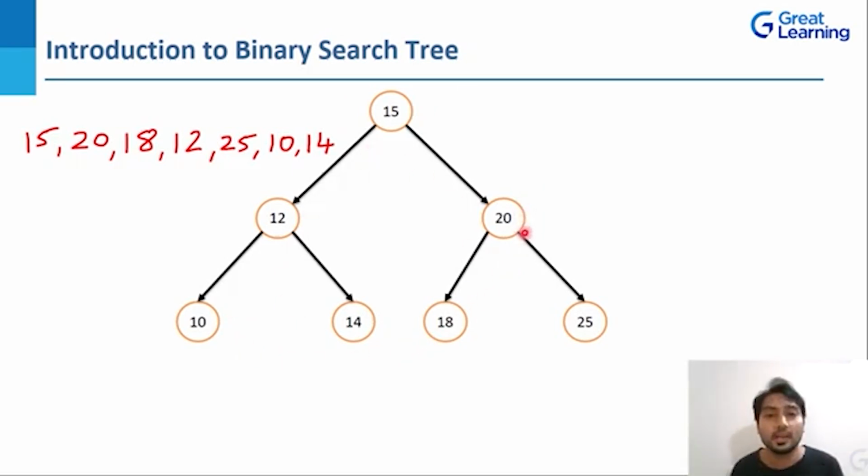Now, what is so special about this binary search tree? Like I said, here the frequent operation which we are performing is a search operation. So now consider if I want to search for the value 18. Now, what I can do is simply compare 18 with my root node 15. If it is greater, I'll simply move to the right subtree. If it is smaller, I'll simply move to the left subtree. Now what should I do? 18 I want to search, so I'll simply search 18 in my right subtree.